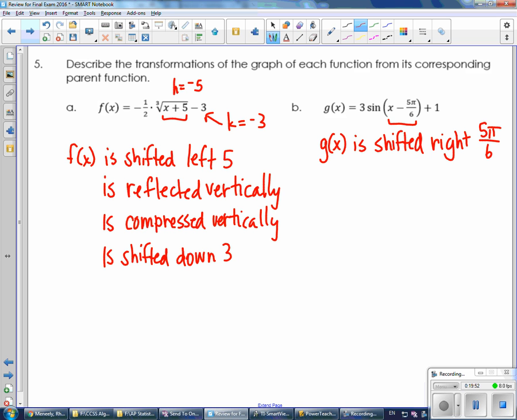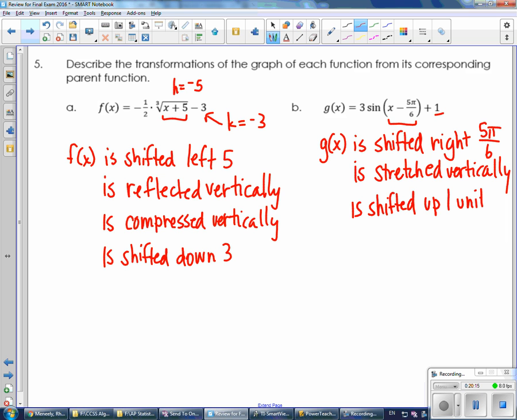I'll work my way out using my order of operations. Multiplication would come next. And so because that 3 is greater than 1, I'm going to say that it is stretched vertically. And then finally, I can deal with my 1 and say that it is shifted up 1 unit. And that is how you would describe the transformations of each of these two functions.